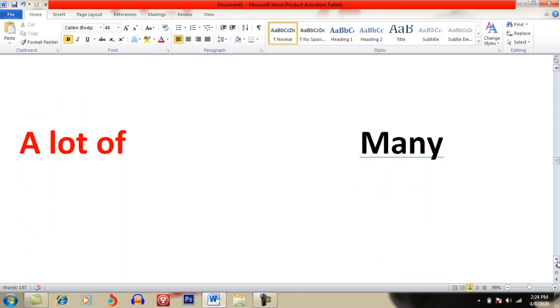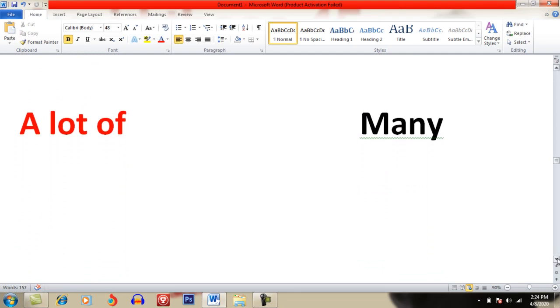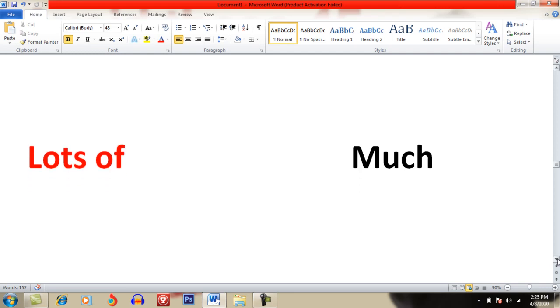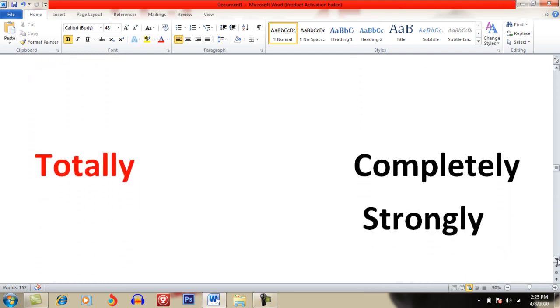"A lot of". So instead of "a lot of", you can use a formal word, "many". And instead of "lots of", you can use a formal word, "much" or "countless". You can also use the word "countless".